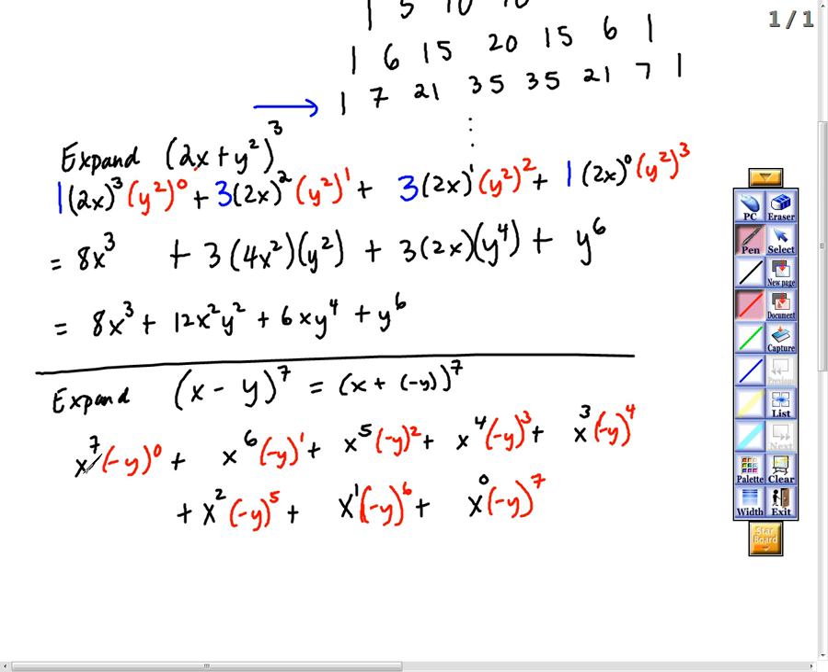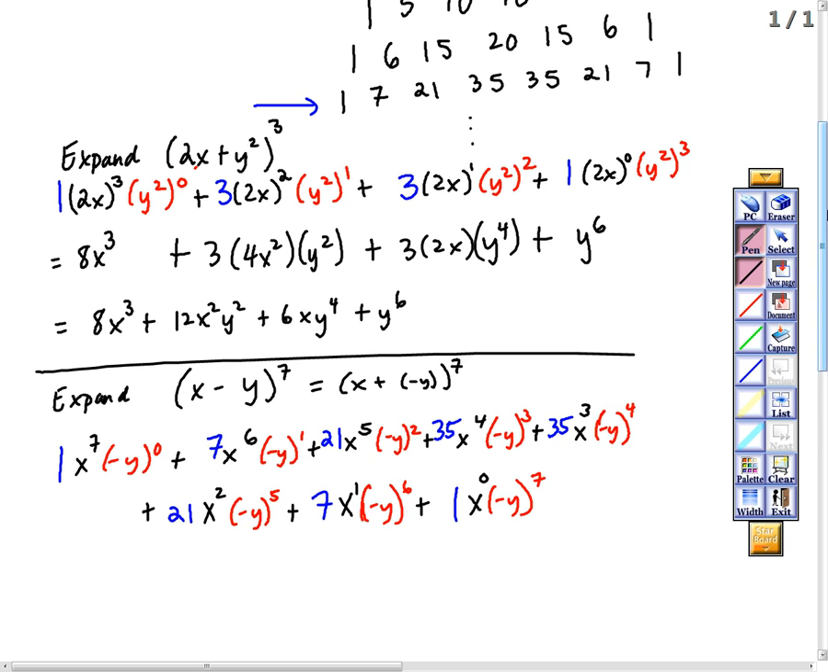Okay, so powers of the first one are 7, 6, 5, 4, 3, 2, 1, 0. Powers of the back go 0, 1, 2, 3, 4, 5, 6, 7. I use my coefficients from Pascal's triangle. 1, 7, 21, 35, 35, 21, 7, and 1. So 1, 7, 21, 35, 35, 21, 7, and 1. Now we clean it up just like we did on the previous example.